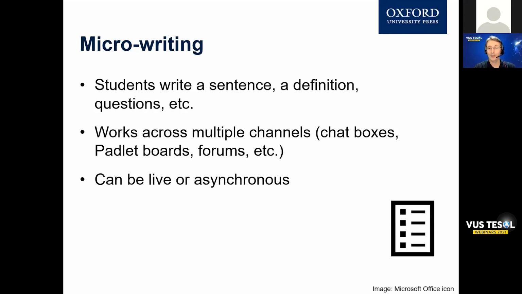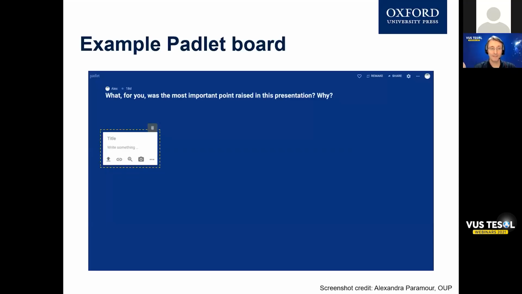Looking at micro-writing helps to compensate for the difficulties of not being able to interact and observe students so well online. Okay, so you can use chat boxes, post-it boards like Padlet. You can record information for future reference. You can do it in a lesson, before a lesson, after a lesson. So for example, in Padlet: students, what for you was the most important point raised in this presentation? Why? Students type something, that gives you information on how well the student's doing, right? And it's also getting them to reflect as well. So it's useful information for formative assessment.